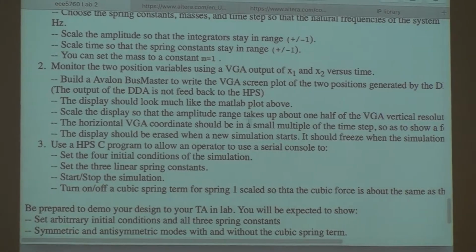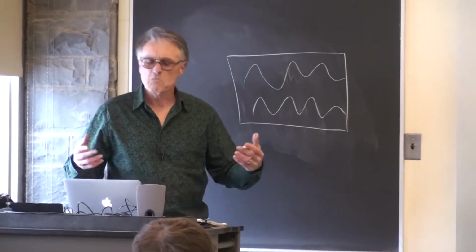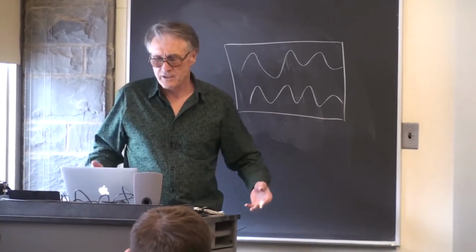Horizontal VGA should be a small multiple of the time step so as to show a few cycles. So it should look something like this. You don't want 100 cycles, you don't want 1 cycle, you want 5 cycles, 10 cycles.